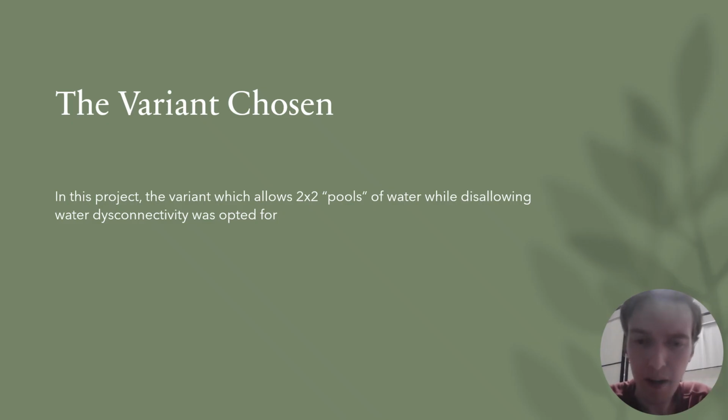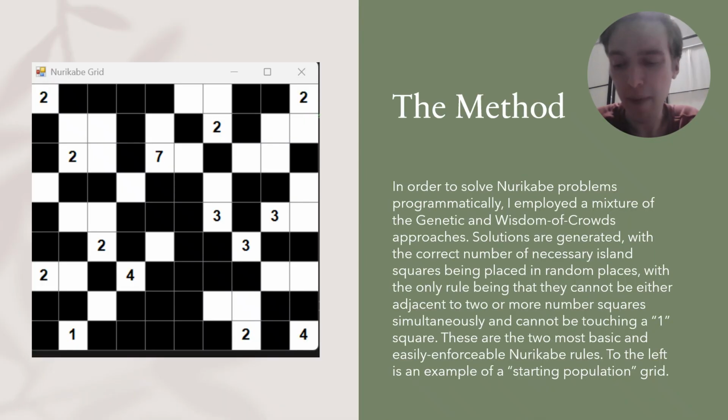I chose to use that second variant where I allow 2 by 2 pools of water, but still disallow water disconnectivity. So the method used was, of course, the genetic algorithm followed by an aggregative wisdom of crowds algorithm afterwards. For the genetic algorithm, there had to be an initial population created, a population of grids. If I use paths at any point throughout this presentation, I mean grids. The traveling salesman thing is so ingrained in my mind that I occasionally slip up and say paths, but what I mean is grids.